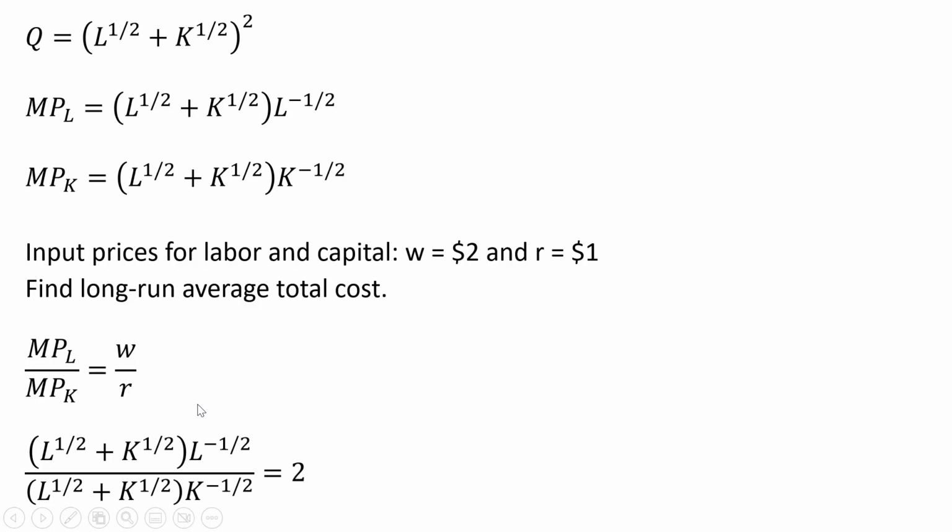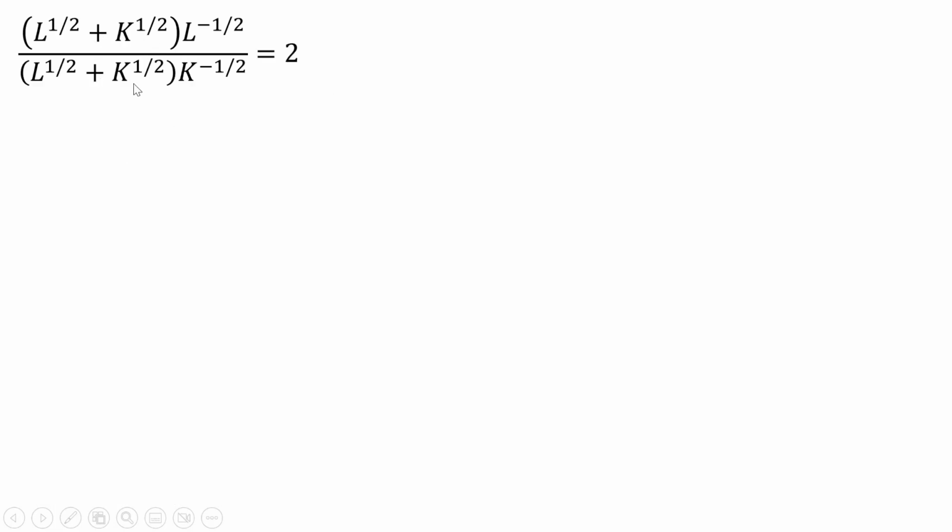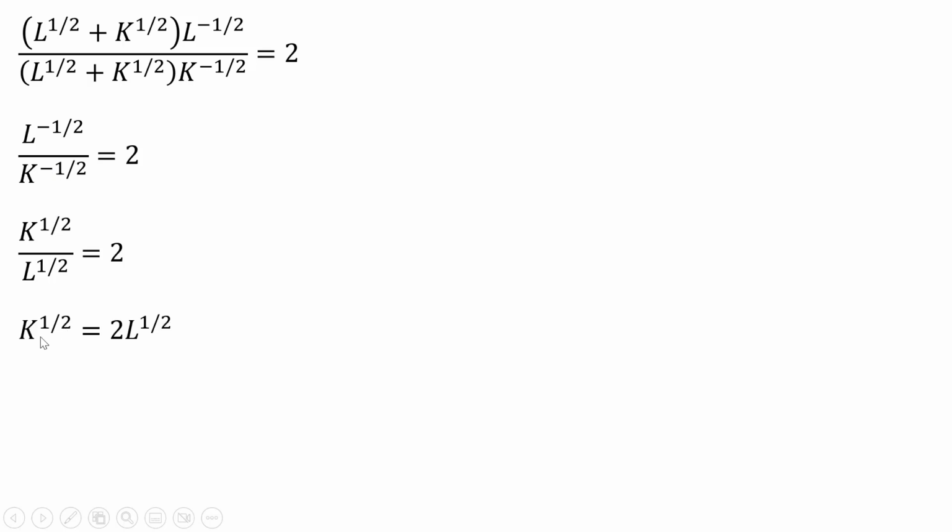W is 2, R is 1, so the right-hand side simplifies to 2, and again, just plugging in the marginal product of labor and marginal product of capital in this formula. The two things in parentheses cancel, and we're left with this. Moving these terms around here on the left-hand side of the equation, and now multiplying through by the square root of L. And now squaring both sides, K equals 4L.